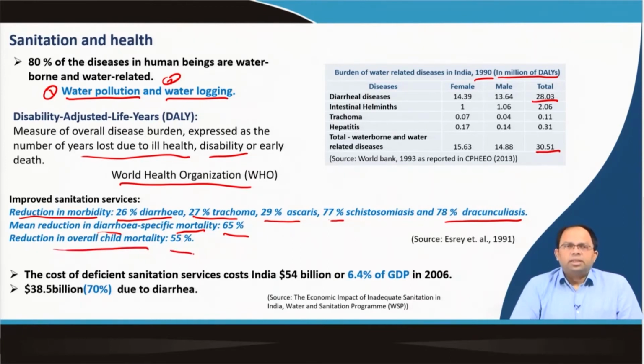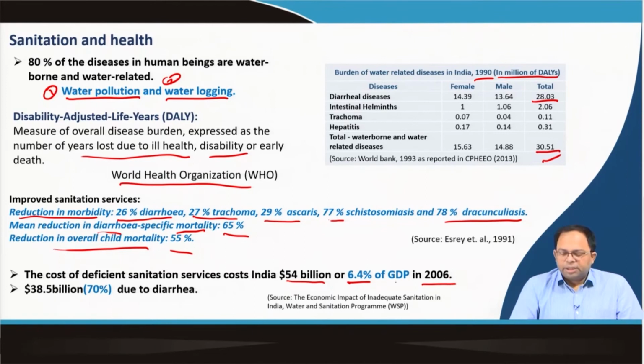So, these are massive figures, right. That means improvement in sanitation services will be able to not only extend the human life, but also you will see that mortality will be reduced by a large extent. And in terms of cost estimate, the cost of deficient sanitation services cost India around $54 billion, which is around 6.4% of the GDP in the year 2006. So, this is again an estimate.